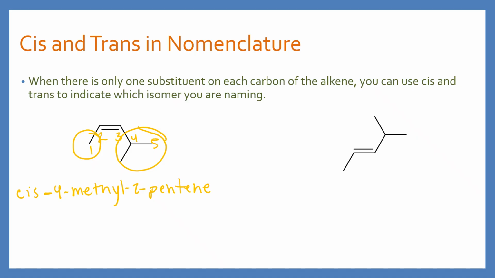And if we look at our other molecule on the page, we need to start numbering down here. And these are actually the same molecule. Well, the same alkene, but different isomers. So we have a methyl on carbon number 4, we have our alkene on carbon number 2, and we have 5 total carbons. So this is also 4-methyl-2-pentene, but this time the substituents are on opposite sides of the alkene. So that makes this the trans isomer. Trans, and there's a little dash there too.